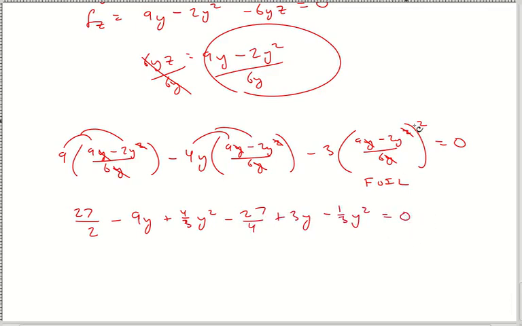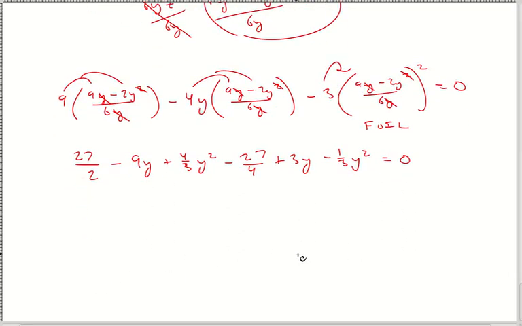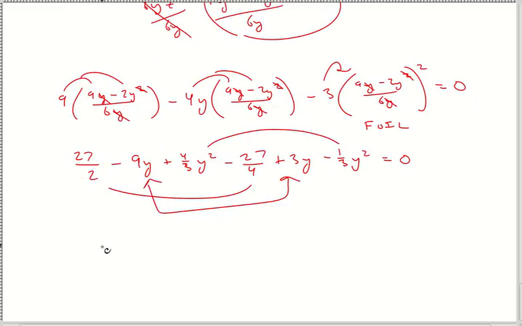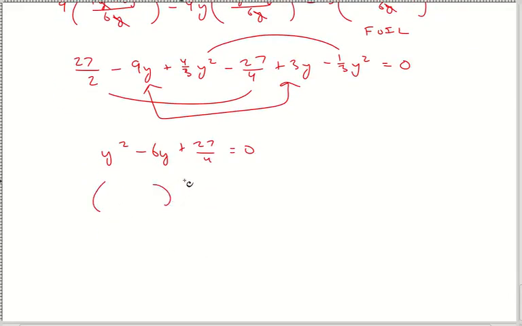So I FOIL this out and then I distributed this thing. Basically, a lot of canceling, stuff combines. Cool, I'm going to keep going. So these guys combine, these guys combine, those guys combine. And so I end up with y squared minus 6y plus 27 over 4 is equal to 0. And then I'm thinking, hey, can I factor that? And so it's not very pretty, but it is possible.